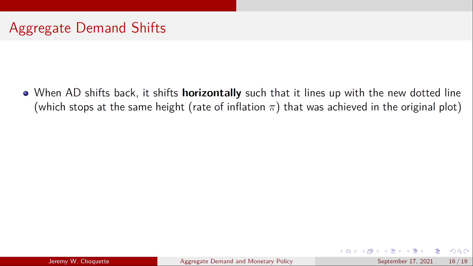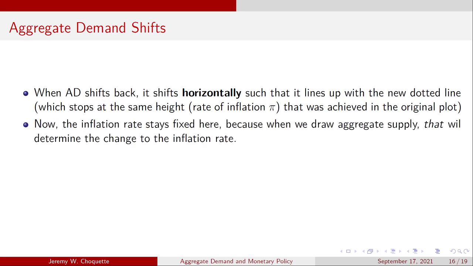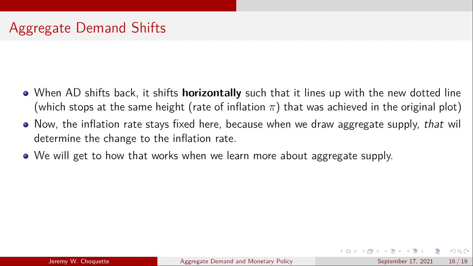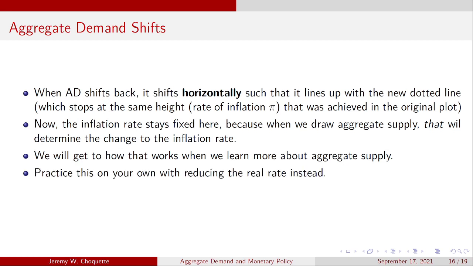So when aggregate demand shifts back, it shifts horizontally such that it lines up with that new dotted line, which stops at the same height, or that rate of inflation, that was achieved in the original plot. Now, the inflation rate stays fixed here because when we draw aggregate supply, that's what's going to be determining the change of the inflation rate, right? Where aggregate demand and aggregate supply intersect. And we'll get to how that works when we learn a little bit more about aggregate supply.